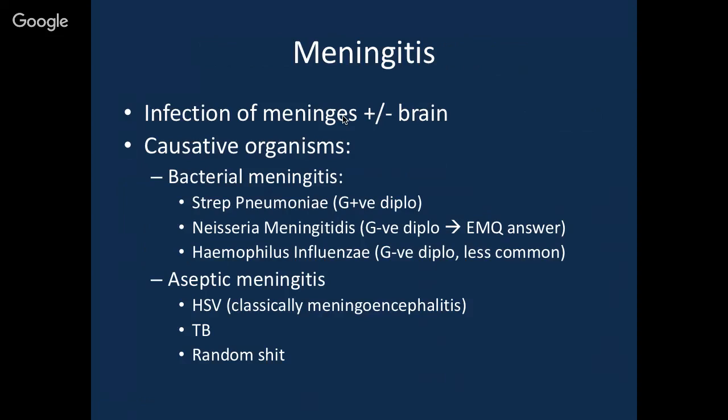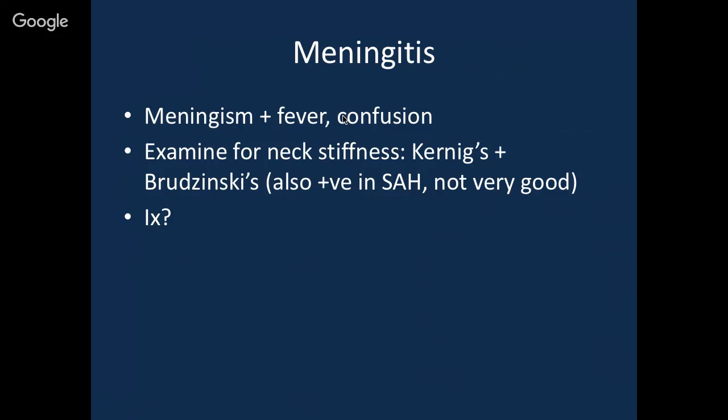Aseptic meningitis is where you don't find anything in the CSF sample, and that is classically HSV, which actually causes meningoencephalitis. So it's confusion, it's brain infection as well as the meninges. TB meningitis is also not going to come up in your CSF culture, and lots of random things too. So as we said, meningism plus fever, possibly confusion. There are those two signs of neck stiffness, Kernig's and Brudzinski's. I don't think you'll ever see anyone actually do them on a patient, but just know that they mean neck stiffness from meningism, either in subarachnoid hemorrhage or meningitis, so they're usually used to test for meningitis.